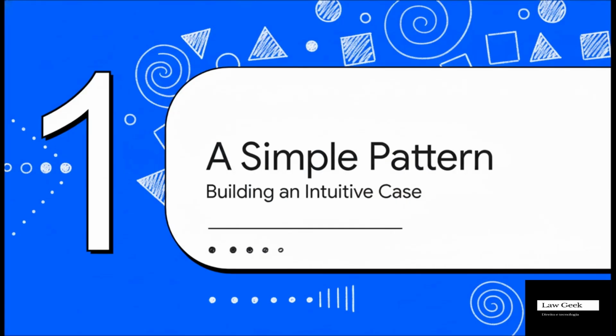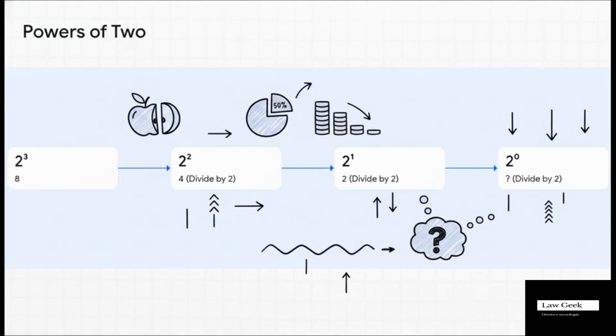You know, a lot of the time in math, the best way to figure something out is just to look for a pattern. So let's do that. We'll start with a nice simple number. How about 2? Okay, so check this out. We've got 2 cubed is 8. 2 squared is 4. 2 to the first is 2. See the pattern? Every single time we drop the exponent by 1, we're just dividing the result by 2. It's a really clear, predictable path, right?